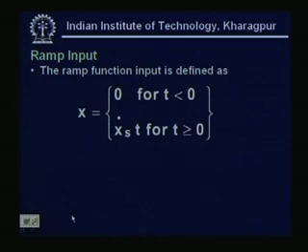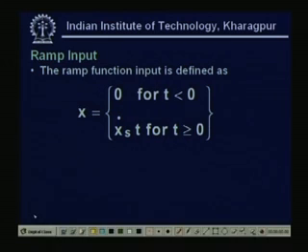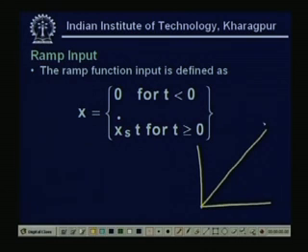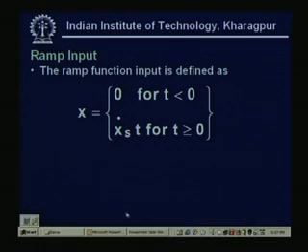Now, the ramp function input is defined as x equal to 0 for t less than 0, and x equal to xs dot into t for t greater than or equal to 0. It looks like this, time varying. It keeps increasing like this. This is t. At any time step, the value of x is xs dot multiplied by t. Slowly it is increasing. So, this is our ramp input.